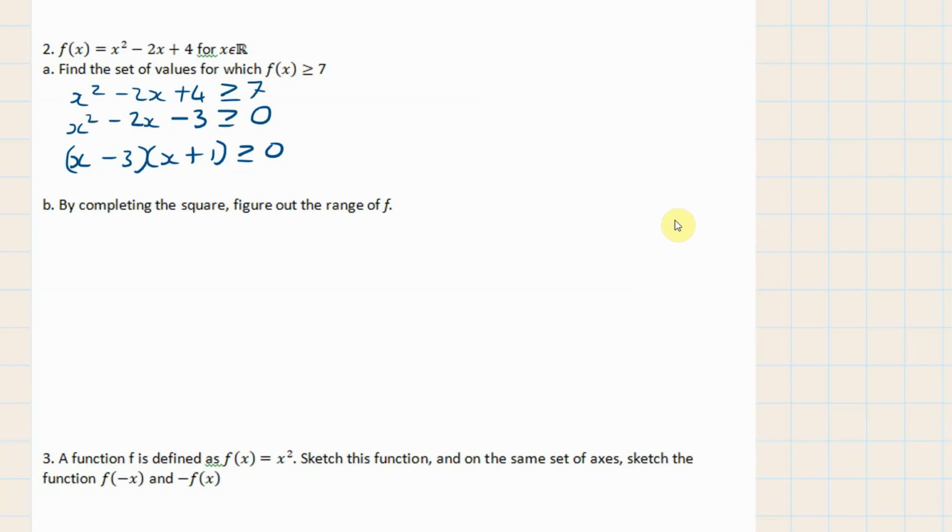So if I quickly sketch this, I know I've got a root here at 3, and a root here at minus 1, and it's going to be looking something like this. Now I want where it's greater than 0. So it's greater than 0 on that side of the minus 1, and on this side here, greater than or equal to. So we would say x is less than or equal to minus 1, and x is greater than or equal to 3.